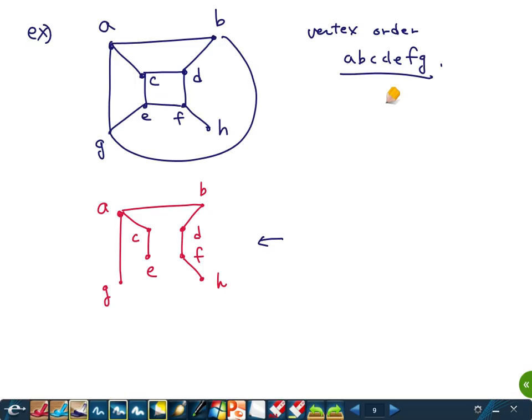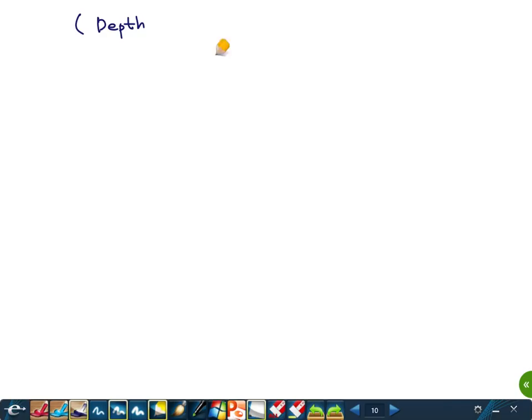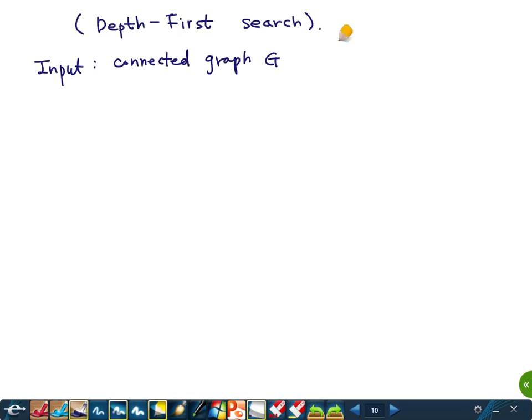So that's breadth first search. Another important search is depth first search. Again, we have the same input, a connected graph G with vertices ordered like V1, V2, dot dot dot, VN. And the output is a spanning tree.